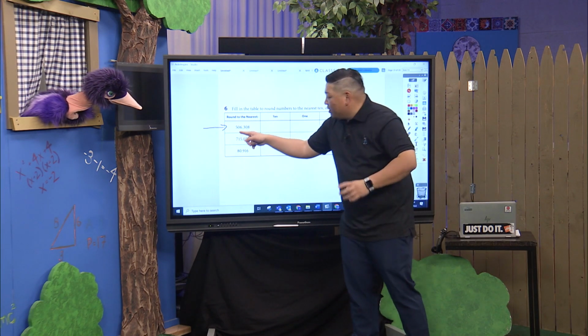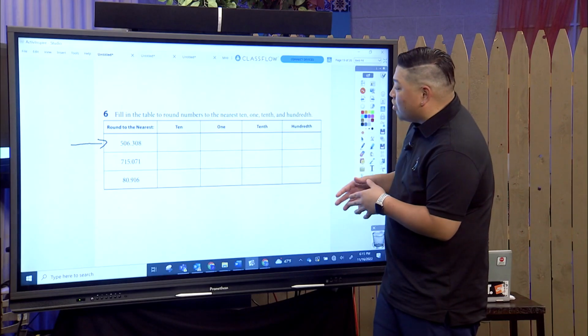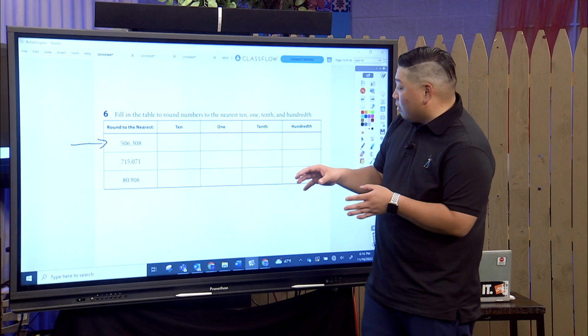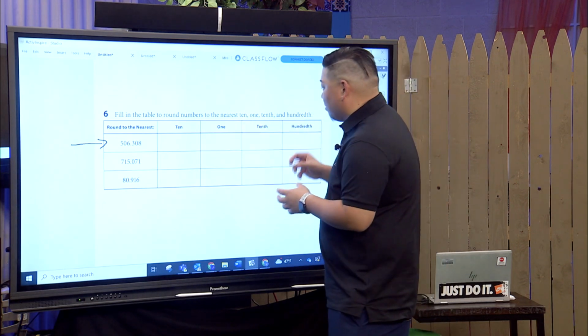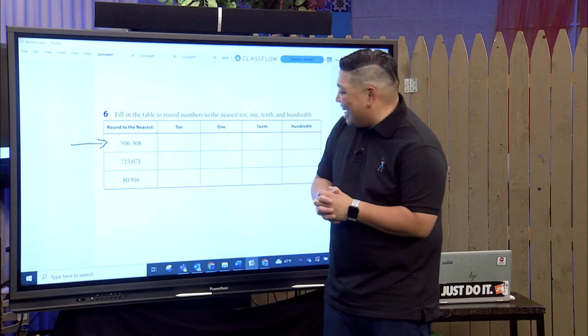So I have a 5 in the hundreds place, a 0 in the tens place, a 6 in the ones place, a 3 in the tenths place, a 0 in the hundredths place, and an 8 in the thousandths place. Thousandths. So if we're asked to round to the nearest 10, 1, tenth, or hundredth, we're going to write 4 different numbers here. Okay. So the first one says round to the nearest 10.